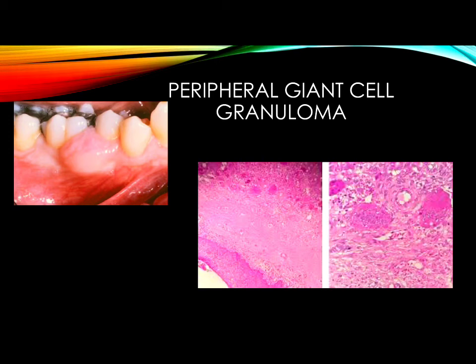Histopathologically, the peripheral giant cell granuloma will show the characteristic Grenz zone separating the lesional connective tissue from the normal connective tissue. Again, the connective tissue will show numerous giant cells and extravasated RBCs. There will not be any cystic change in this lesion.